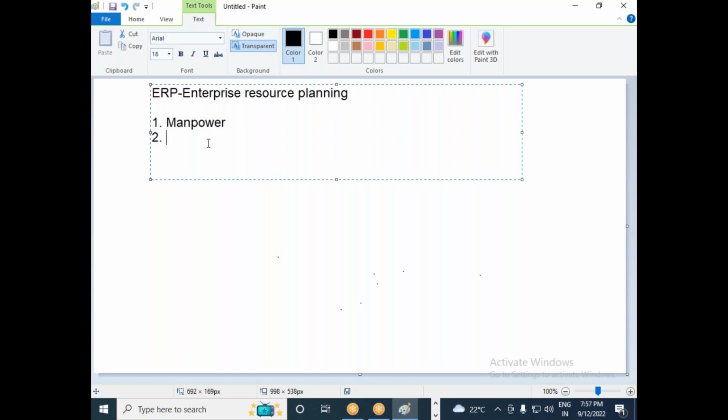Then what is the next organizational element? The next organizational element is machinery. Every organization is a mix of machinery, right? You need to invest lots of money in procuring machinery so that your production activities work properly. So you need to have lots of projects. Within the projects, you need to purchase various types of machinery so that your production goes in a smooth manner. I am investing lots of money in machinery as well. So these are the two parameters.